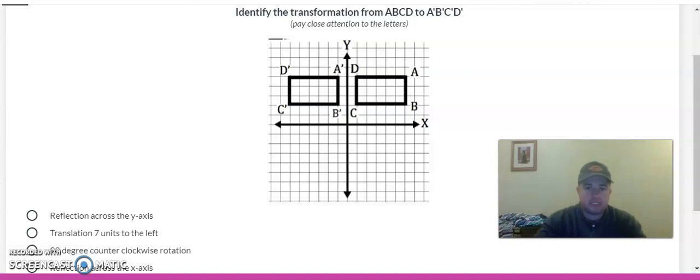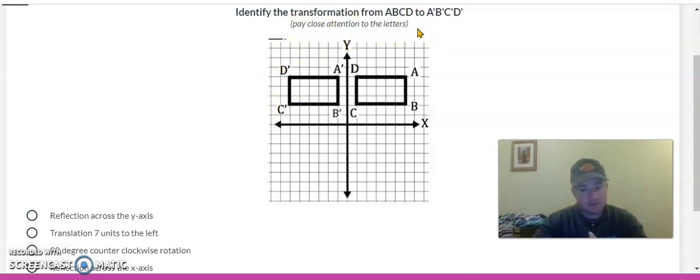Identify the transformation from ABCD to ABCD prime. Okay, now, let's pay very close attention because a lot of people got this question wrong because it was meant to be tricky. Everyone thinks this is a reflection because it looks like a reflection. But that's why it says pay very close attention to the letters.